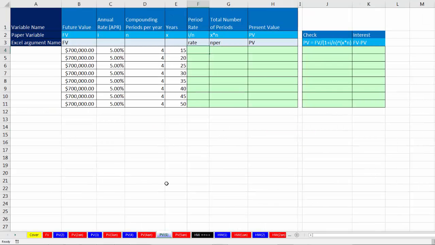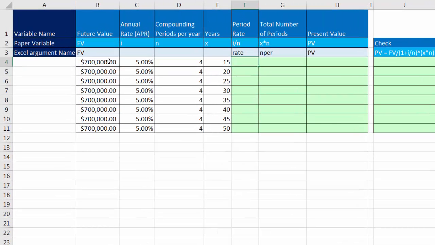Now on the PV5 sheet, we want to look at a future value of 700,000 at 5%, interest paid quarterly, but we want to adjust the year variable when we make our present value calculation and see what happens when we're trying to save up for 700,000. What happens to the present value when we increase the years? Well, of course, the longer we have to wait, the smaller the amount we have to put in the bank today to get a given future value amount.